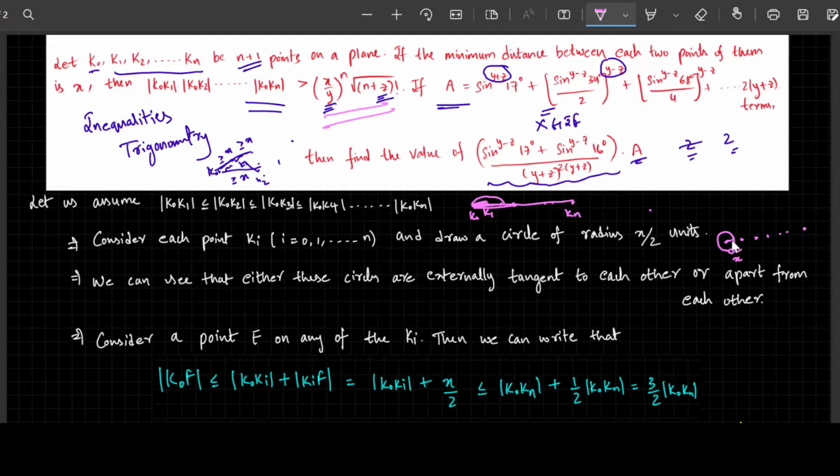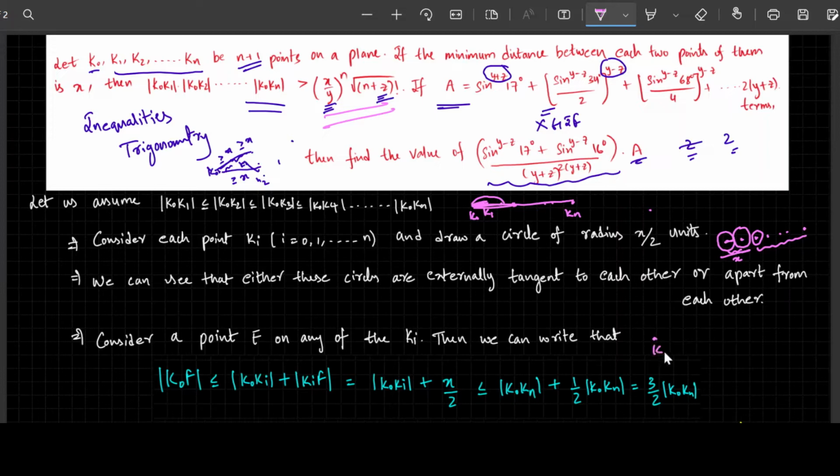So if that is the case, this is an x by 2 circle, and the same is the case with this one also. So if you draw it, you will be getting it in this way. And now if you draw an x by 2 radius circle for this, it may not touch. Fine, it may not touch, depending upon the distance you have taken. So in the same way it just goes on. So we can see that either these circles are externally tangent to each other in the very first case, or apart from each other in all the cases from this point. I hope you guys are getting it.